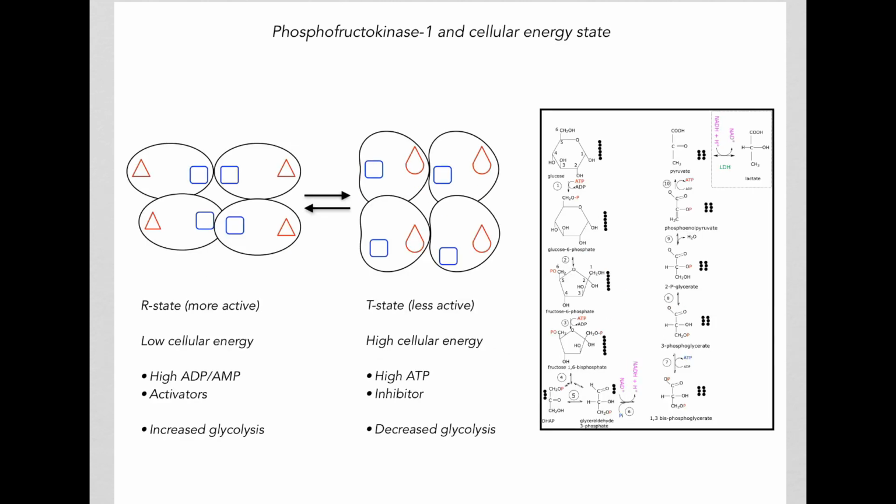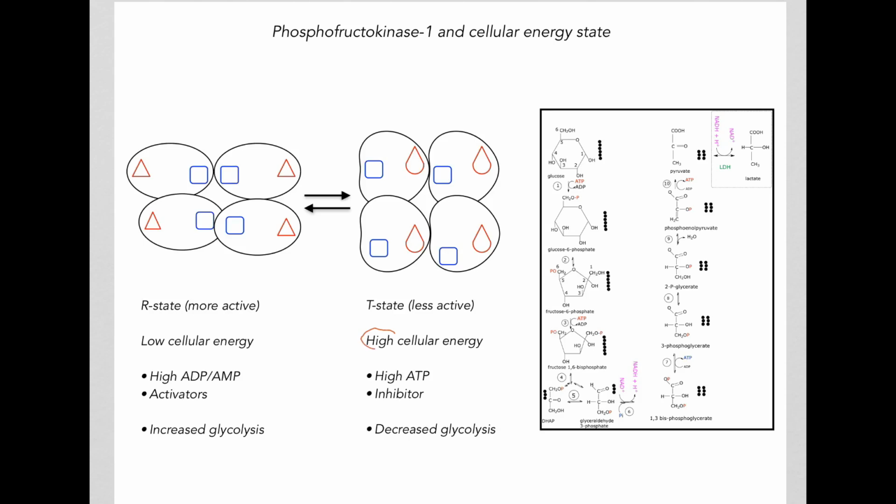Since glycolysis is an important metabolic pathway for producing energy, this enzyme is closely associated with the energy state of a cell. So when there is a low energy state of a cell, that means a lot of ATP has been used up. When we use up ATP, we usually break it down into ADP and or AMP, so the concentration of ADP, AMP will be high. These are activators of phosphofructokinase 1. Activators will increase the activity of phosphofructokinase 1 and therefore increase glycolysis.